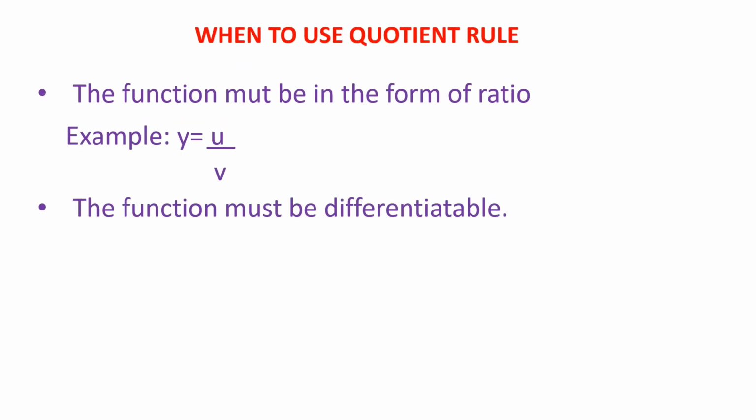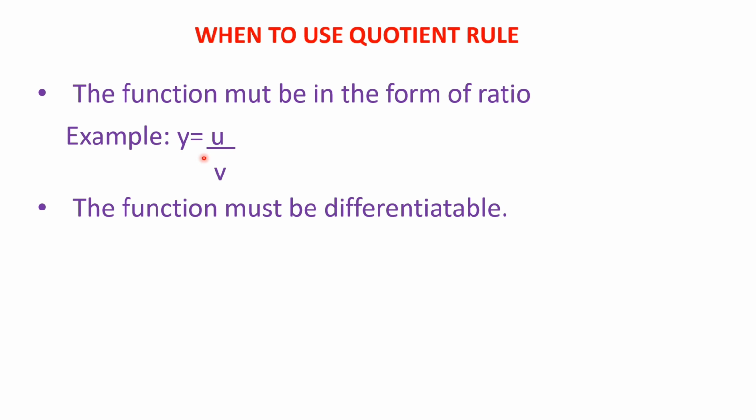Now, when do we use the quotient rule of differential calculus? The first criterion that must be met is that the function must be in form of ratio. That is, the function must be dividing themselves. You can see I have an example here, y is equals to u over v. The numerator is u and the denominator is v. The sign between the numerator and the denominator is division sign. So the function must be in this form. In that case, we can employ quotient rule formula.